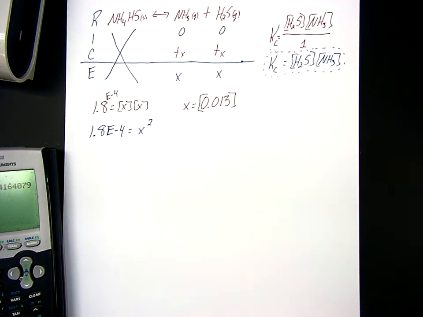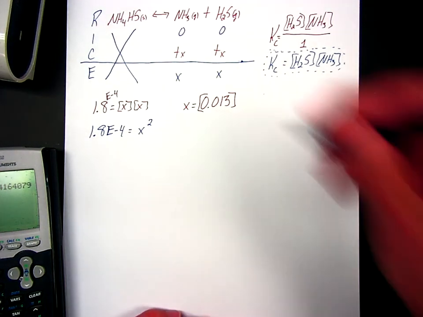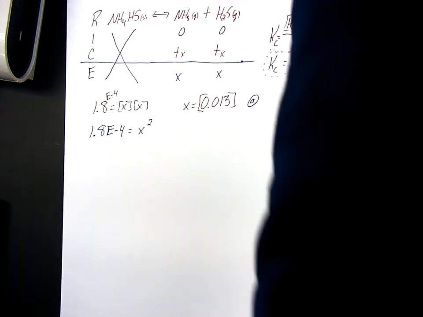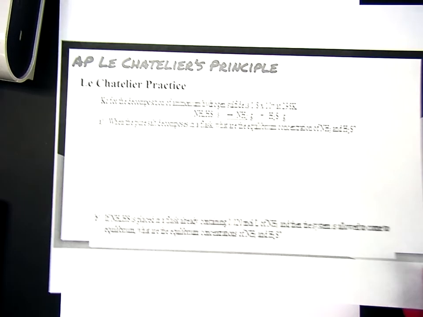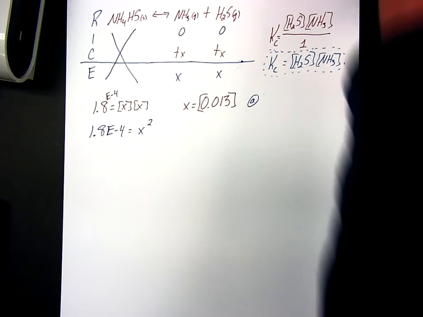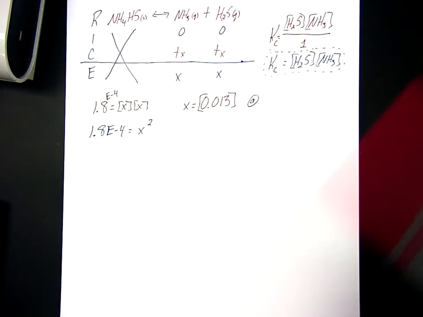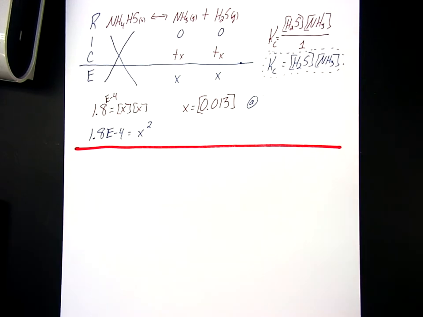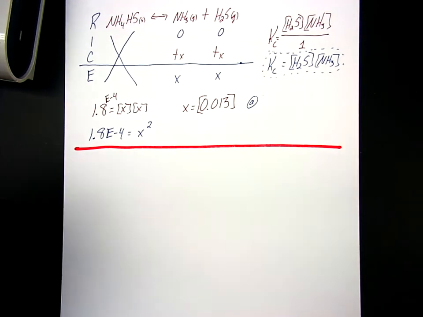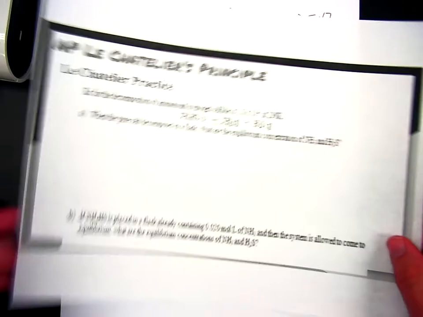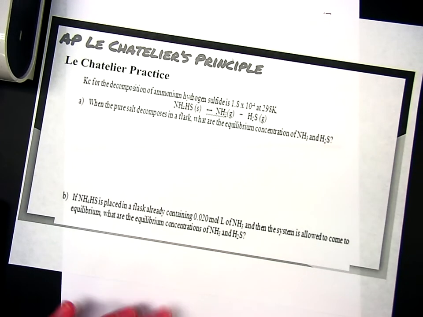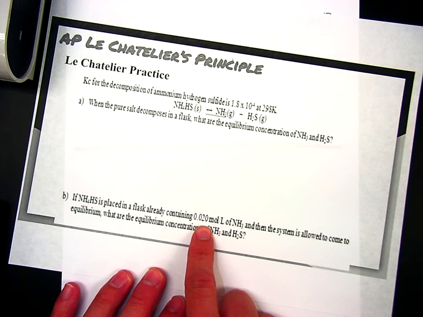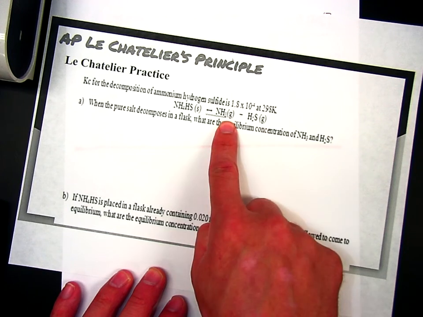All right, so that solved part A of the problem here. I say part A because if you look at what we're doing, there's an A and a B. So that actually solved for H2S and NH3. All right, well, what if we do that next part? What this is going to do is give us an initial concentration of one of the products. It's going to give us moles over liters, so that's a molarity of the NH3, the ammonia.